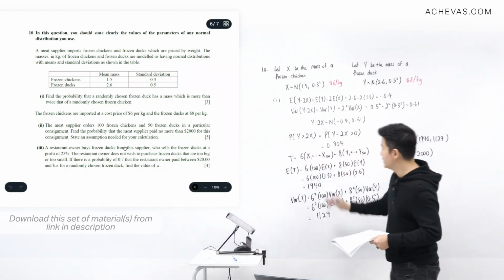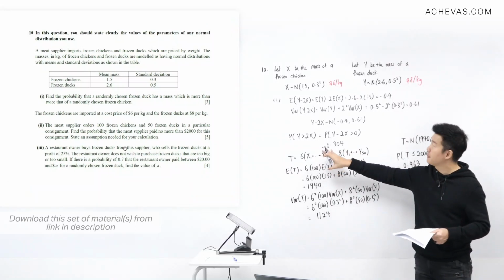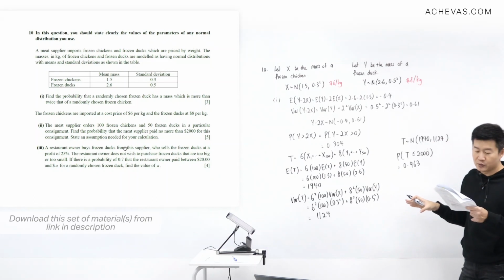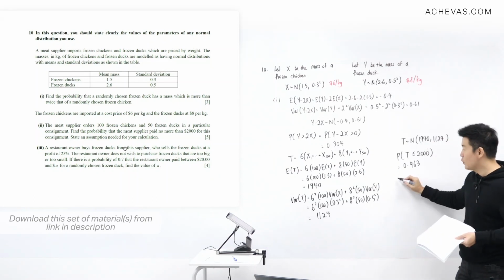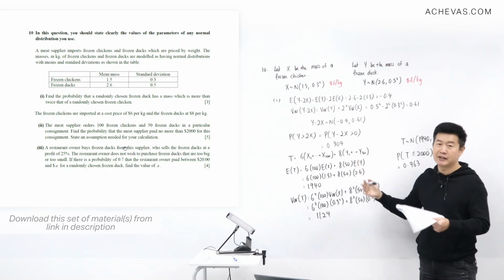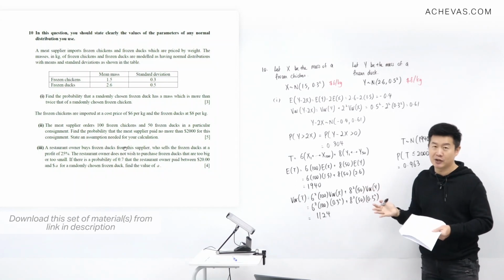needed for our calculation. Since we are combining the masses of the chickens and the masses of the ducks together, we need to make an assumption. Since we are doing this linear combination, in order for the linear combination to work, whatever we try to sum together must be independent of each other.